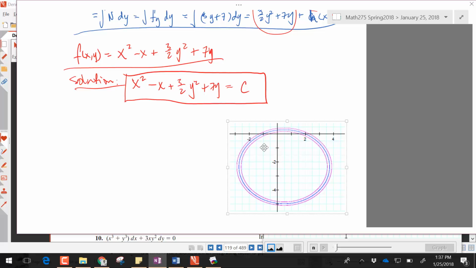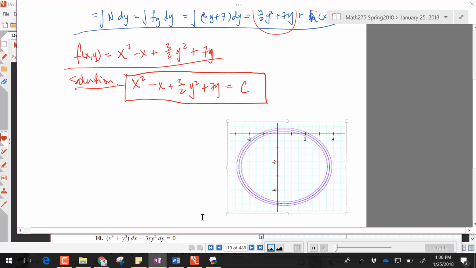Yeah, if you want to figure out where the center is, how elongated it is and stuff like that, you'd complete the square and then write it in the standard form of an ellipse.